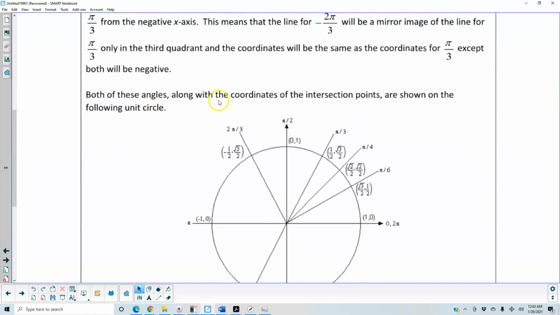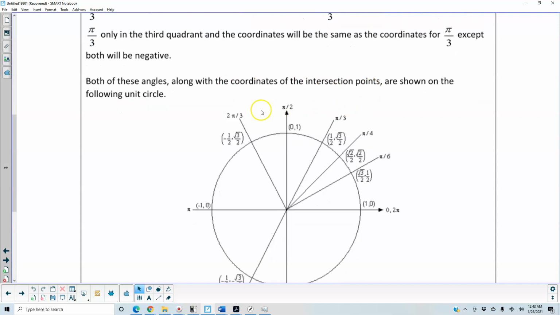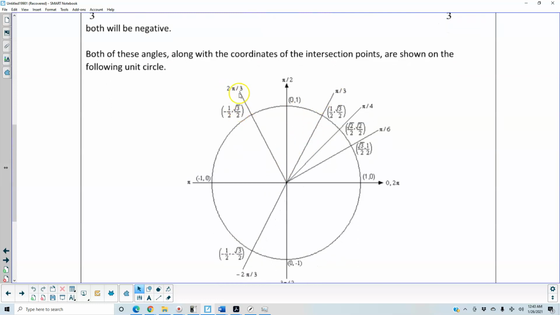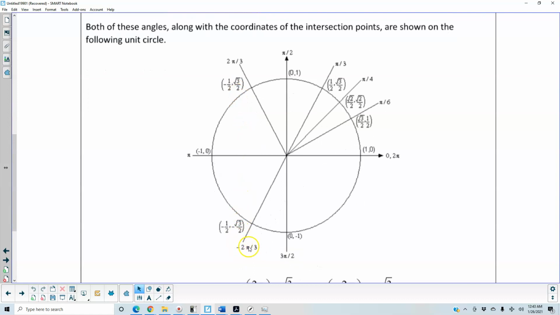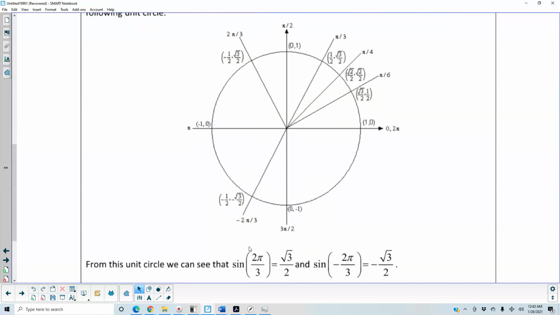Now, both of these angles, along with the coordinates of the intersection points, are shown on the unit circle. So here, again, we have pi over 3, we have 2 pi over 3, and we have negative 2 pi over 3. And so, from this unit circle, we can see that the sine of 2 pi over 3 is the y-coordinate, which is the square root of 3 over 2. And then we can see that the sine of negative 2 pi over 3 is the y-coordinate, which is negative square root of 3 over 2.